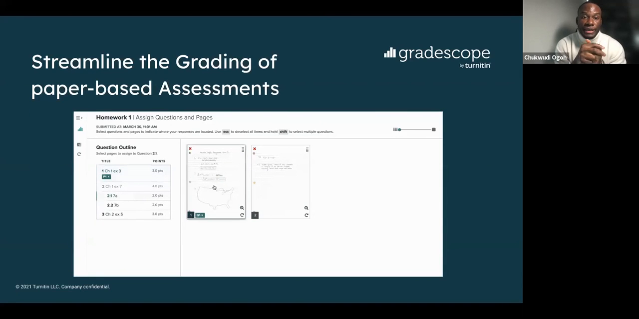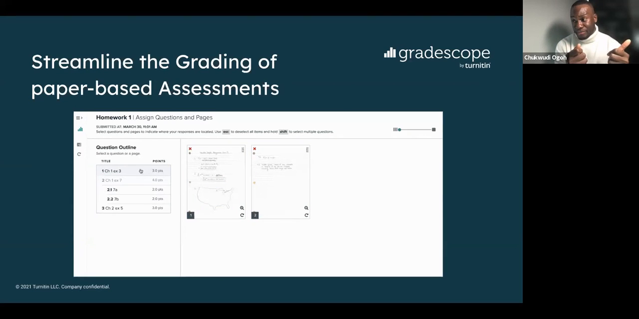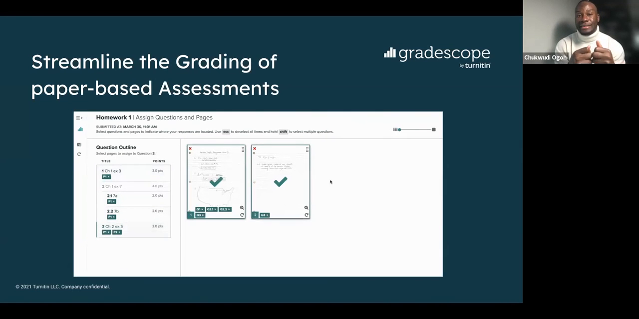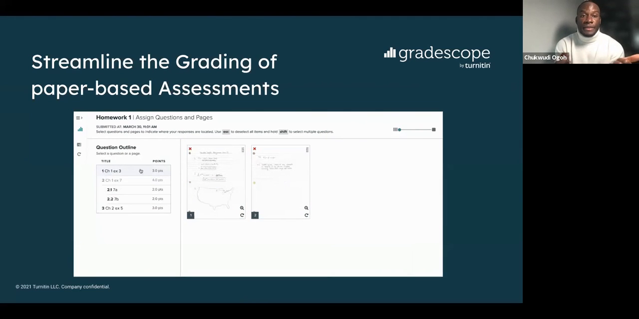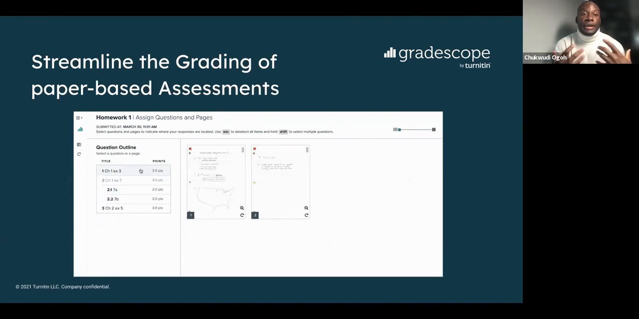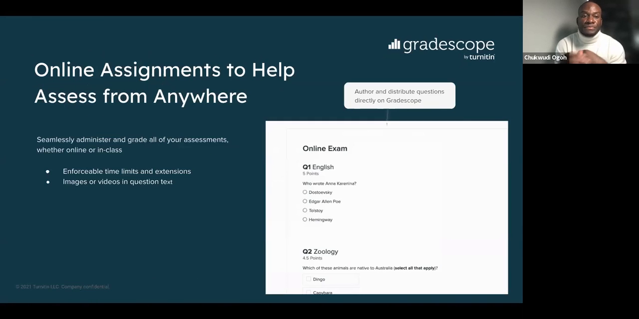In terms of streamlining the grading of paper-based assessment, this is basically your assessments where students currently do their assessments or do the homework on paper. Gradescope can support the process of actually letting students do it anywhere and they can upload it with their phone. They can take a photo with their phone and submit it. At the same time, an academic can do the marking from anywhere around the world, as long as there's internet to access the product.